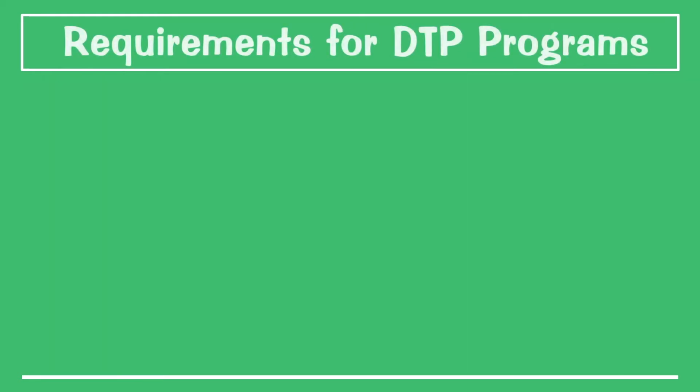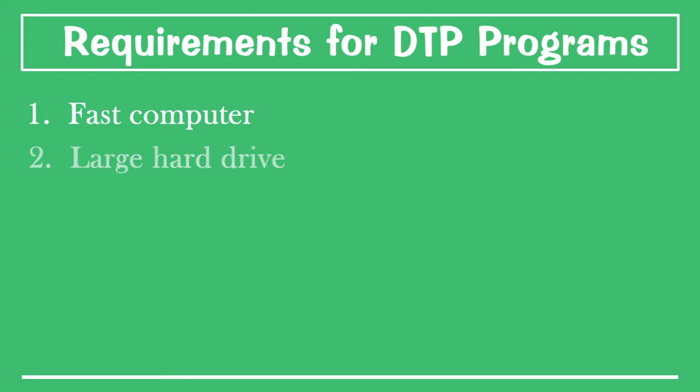Let's quickly look at what the requirements are. The number one thing that you need is a fast computer. You need to make sure that you have a fast processor. Secondly, you need a large hard drive. Thirdly, you need a large RAM. Your RAM, random access memory, should be quite big.